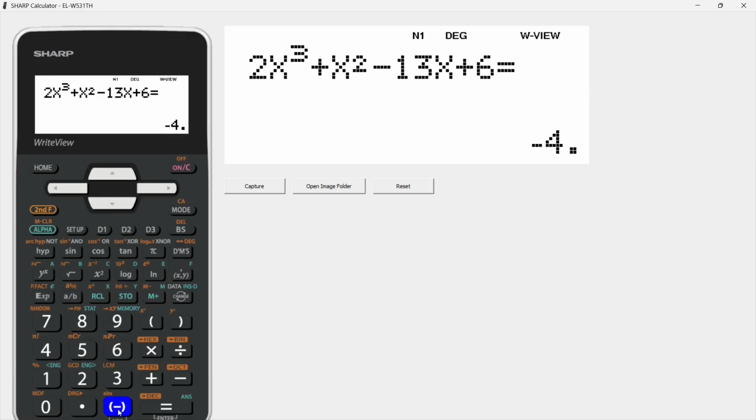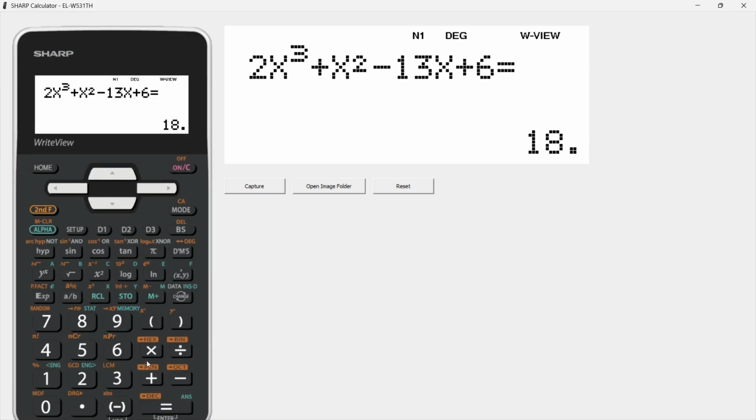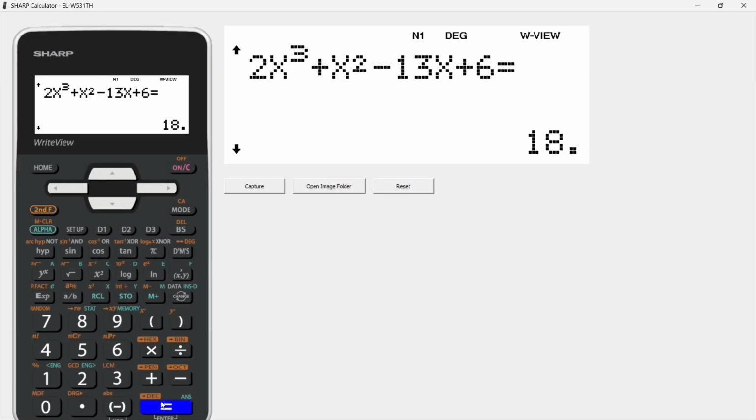And I get negative 4. I'm going to store negative 1 on x. I'm going to check my formula again, and I'm going to get 18. All right, let's go to 2. So I'm going to take 2 and store it on x and check my formula again. I get 0. Okay, so positive 2 works. All right, positive 2 works.